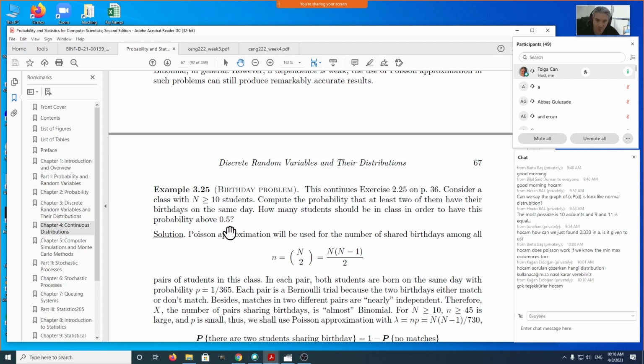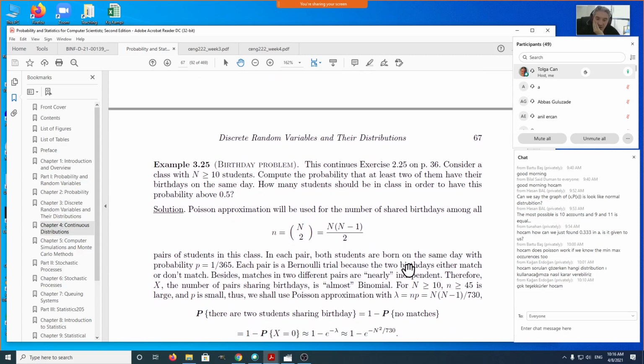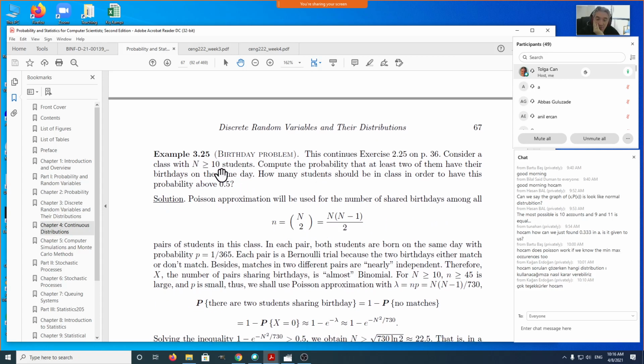So we're also asked to solve an inverse problem. Poisson approximation will be used for the number of shared birthdays among students. So if there are n students, n choose 2 is the number of pairs of students. So this is the number of trials we are going to do. We are going to select 2 students.